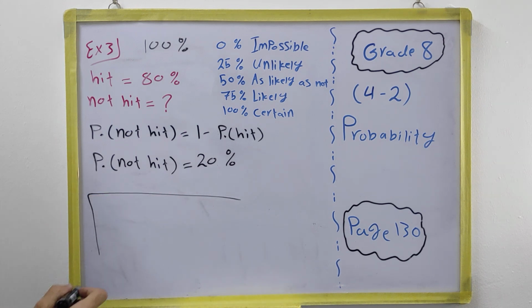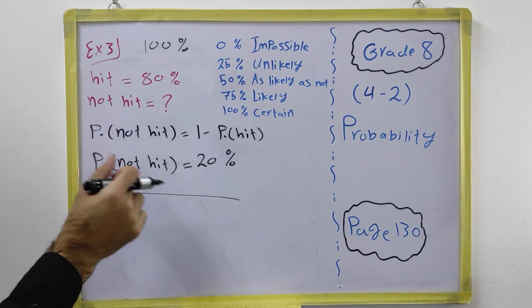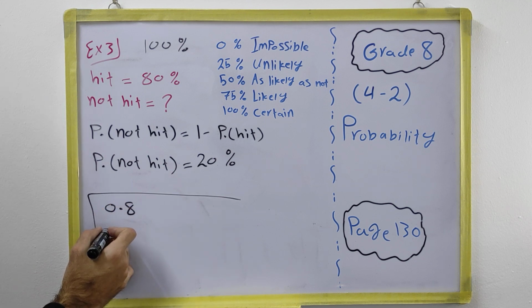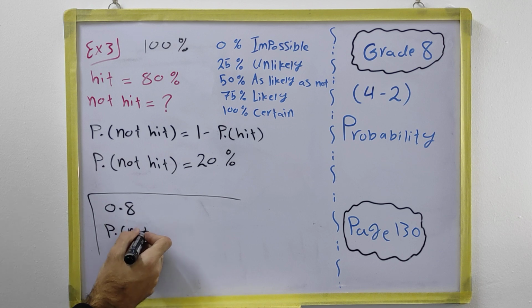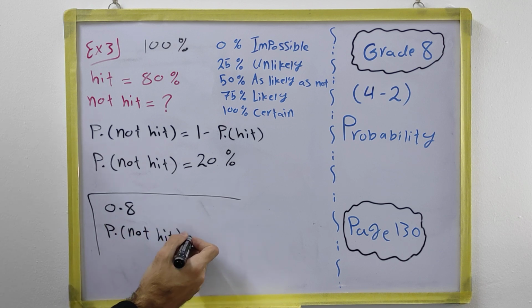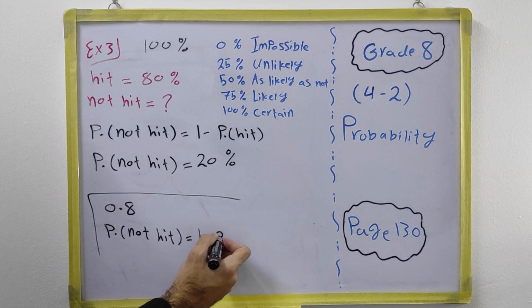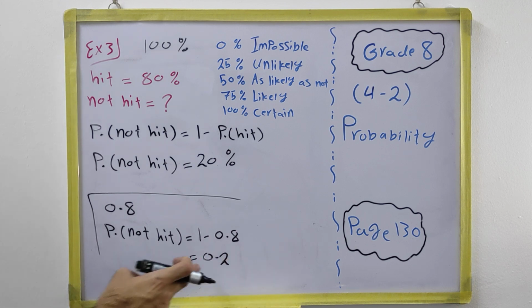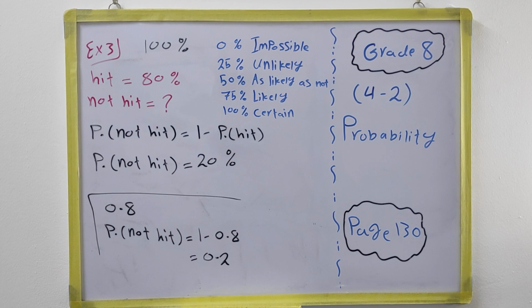Or if you want to find it by decimals, even by fractions, 8 over 10, 0.8 the probability of hitting, probability of not hit equals 1 minus 0.8. The probability to not hit is 0.2, or 20%, or 2 over 10. That's how we can find the probability of something not happening from knowing the probability of it happening.